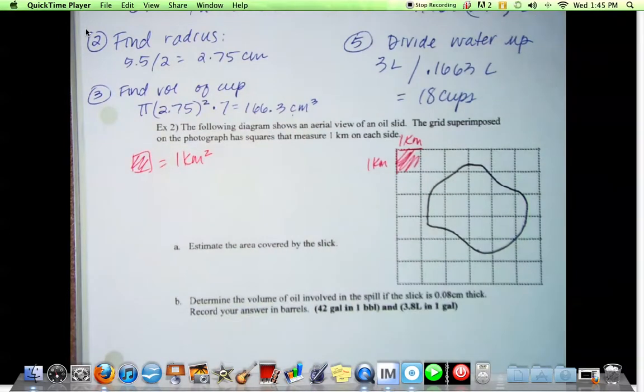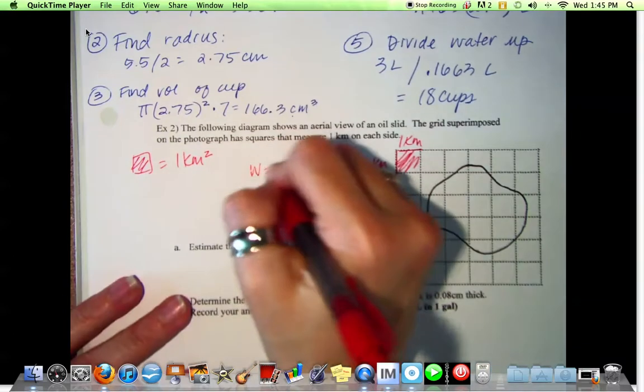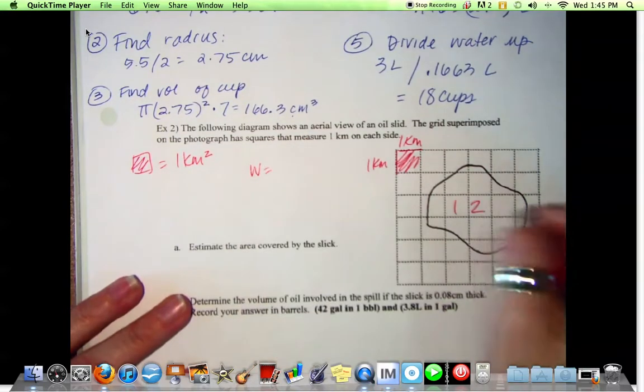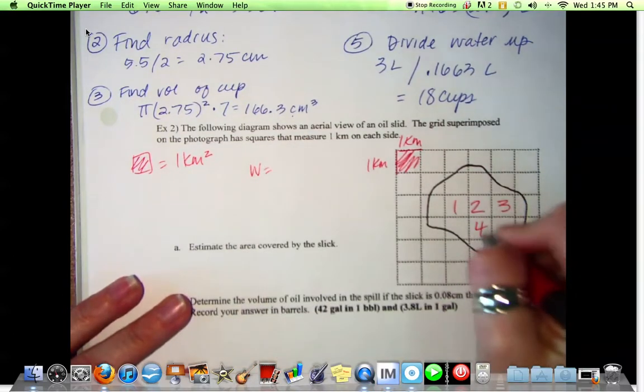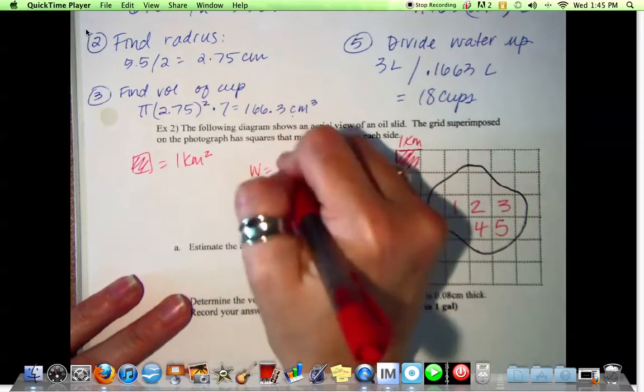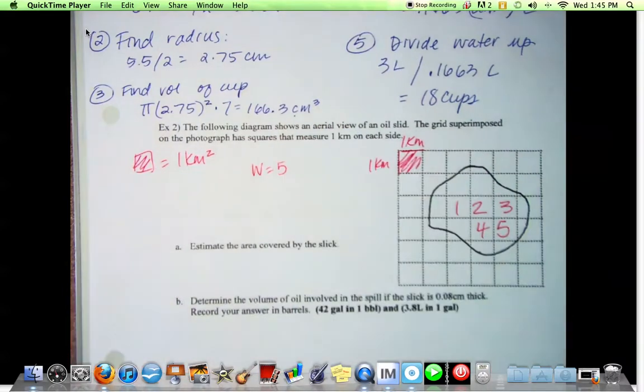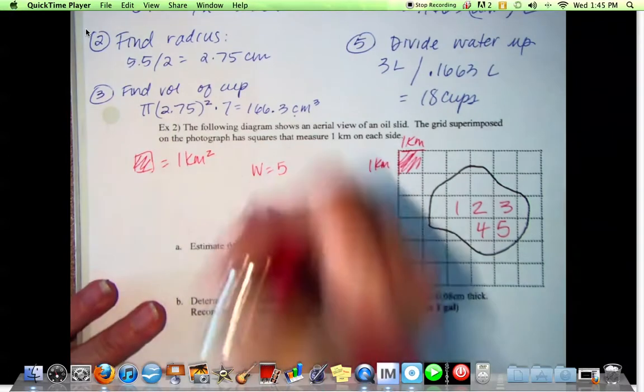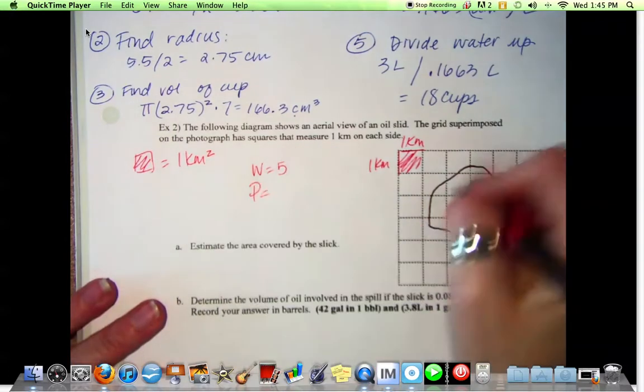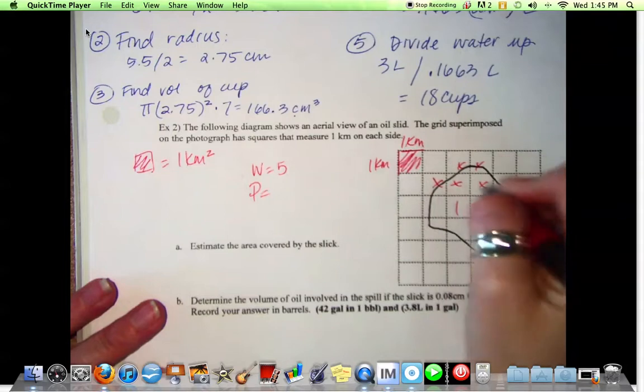Alright, A asks us to estimate the area covered by the slick. So what do I do first? Count the whole squares. 1, 2, 3, 4, 5. What do I do next? Count the half squares. That's the rest.